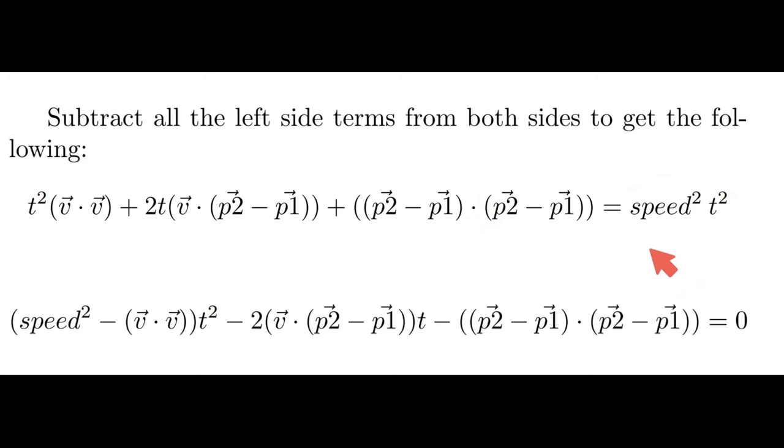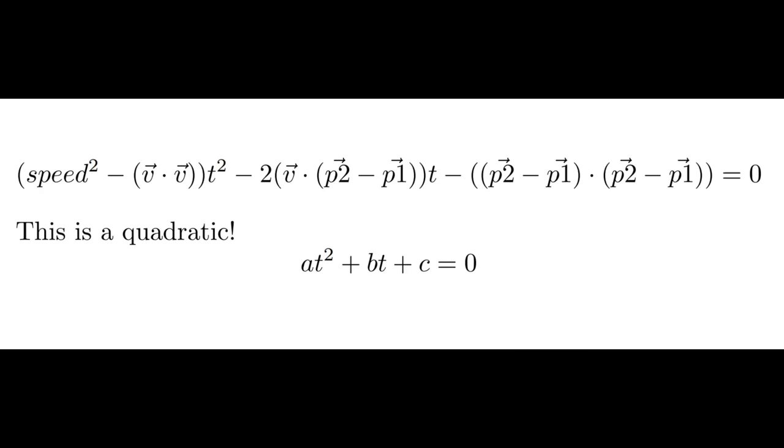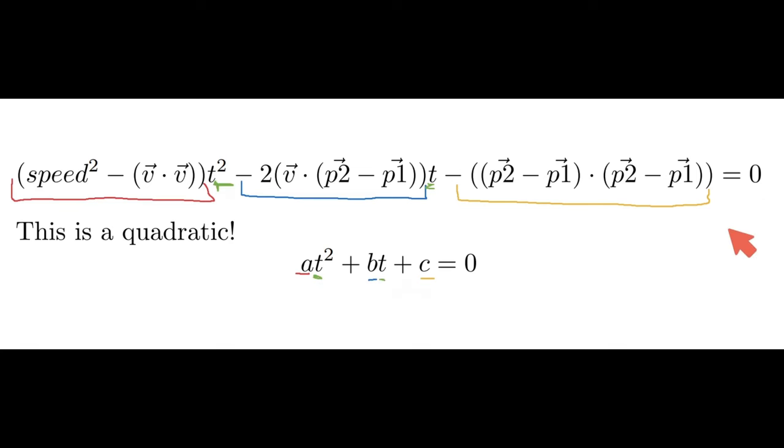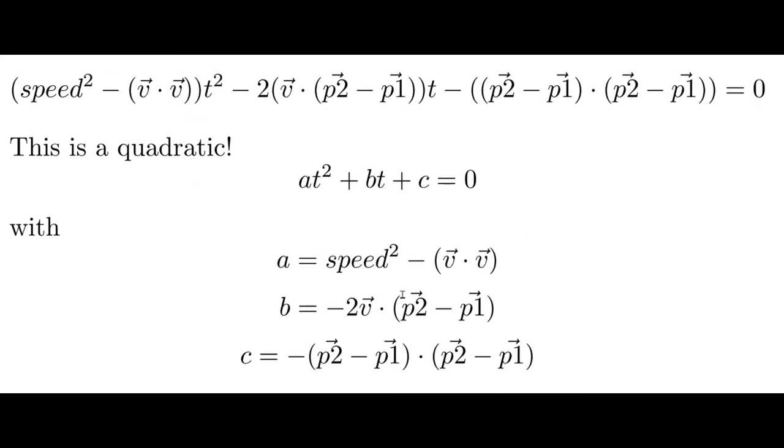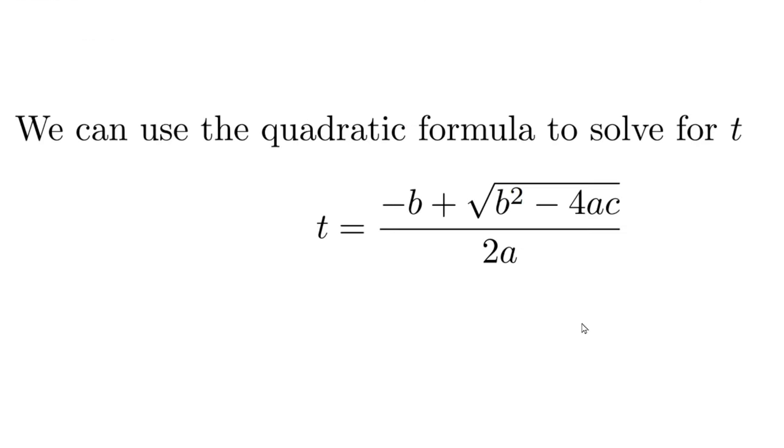T is what I'm treating as my variable here, right? So time is my variable. T squared I've got in two different places, so I'm going to combine those into one term. This is a quadratic. Here is A, here is B, and here is C. And in between each of those, you see you got your T squared right there, you got your T right there, equals 0. To be very clear about it, here is our A, here is our B, and here is our C. This means we can use the quadratic formula to solve for T. All we have to do is substitute in those A's, B's, and C's that we just calculated.